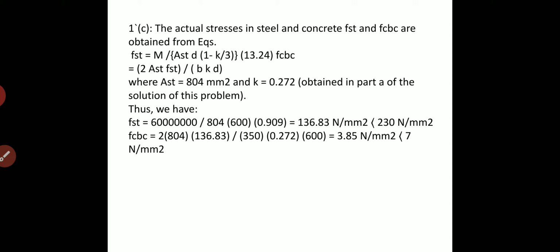Thus we have fst equal to 136.83 Newton per mm square, which is less than 230 Newton per mm square, hence safe. And fcbc equal to 3.85 Newton per mm square, which is less than 7 Newton per mm square. So this question is solved.